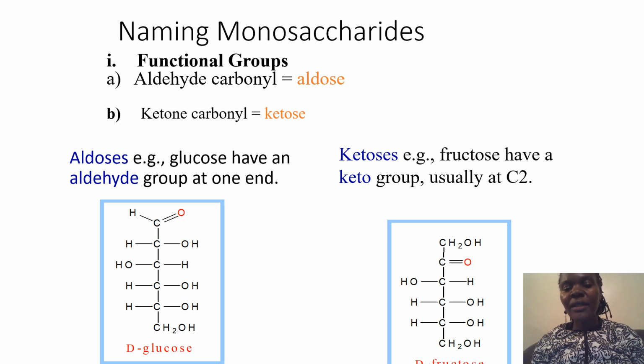It means for L-glucose, at carbon atom number 1, we still have the aldehyde group. It is still 6 carbon atoms. Carbon atom number 6, CH2OH. When you are drawing L-glucose, it is just a mirror image of D.